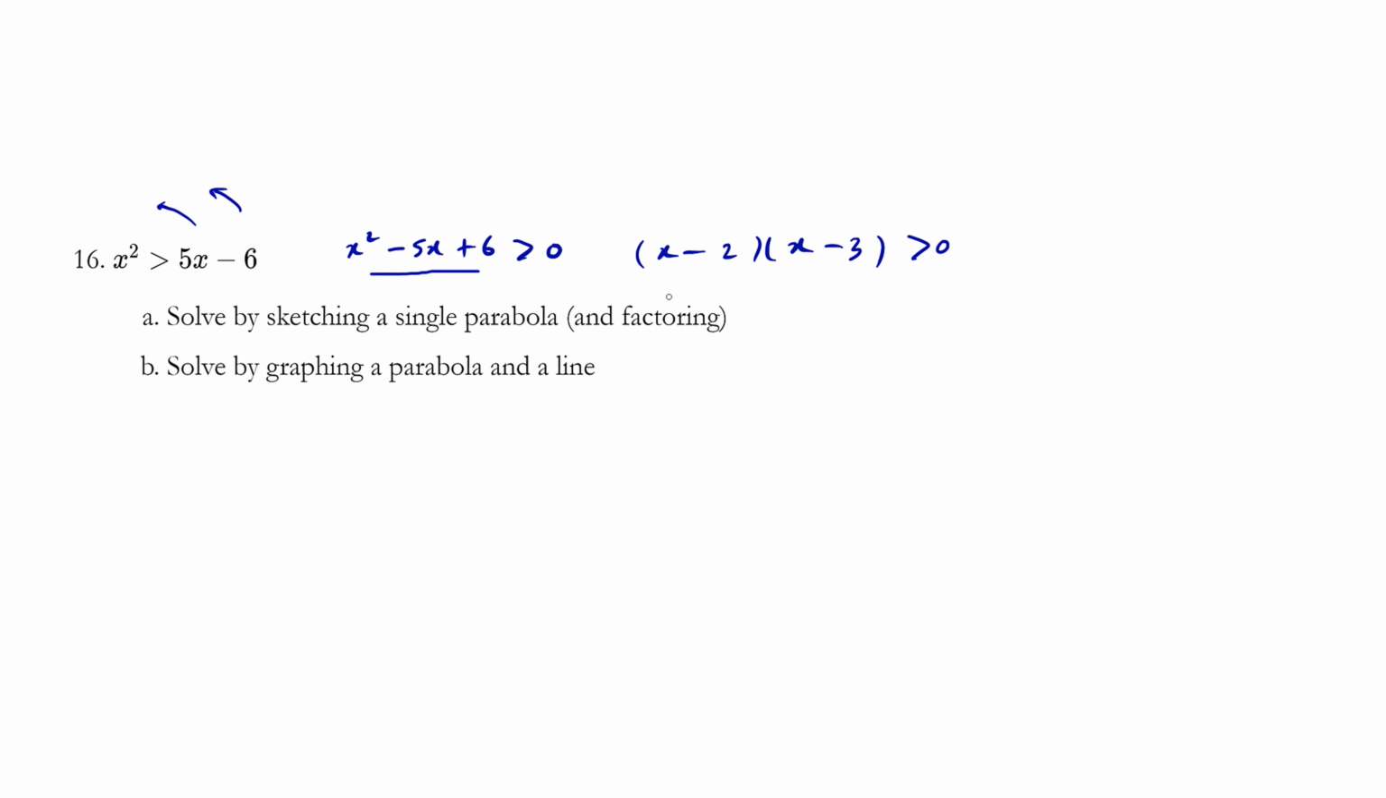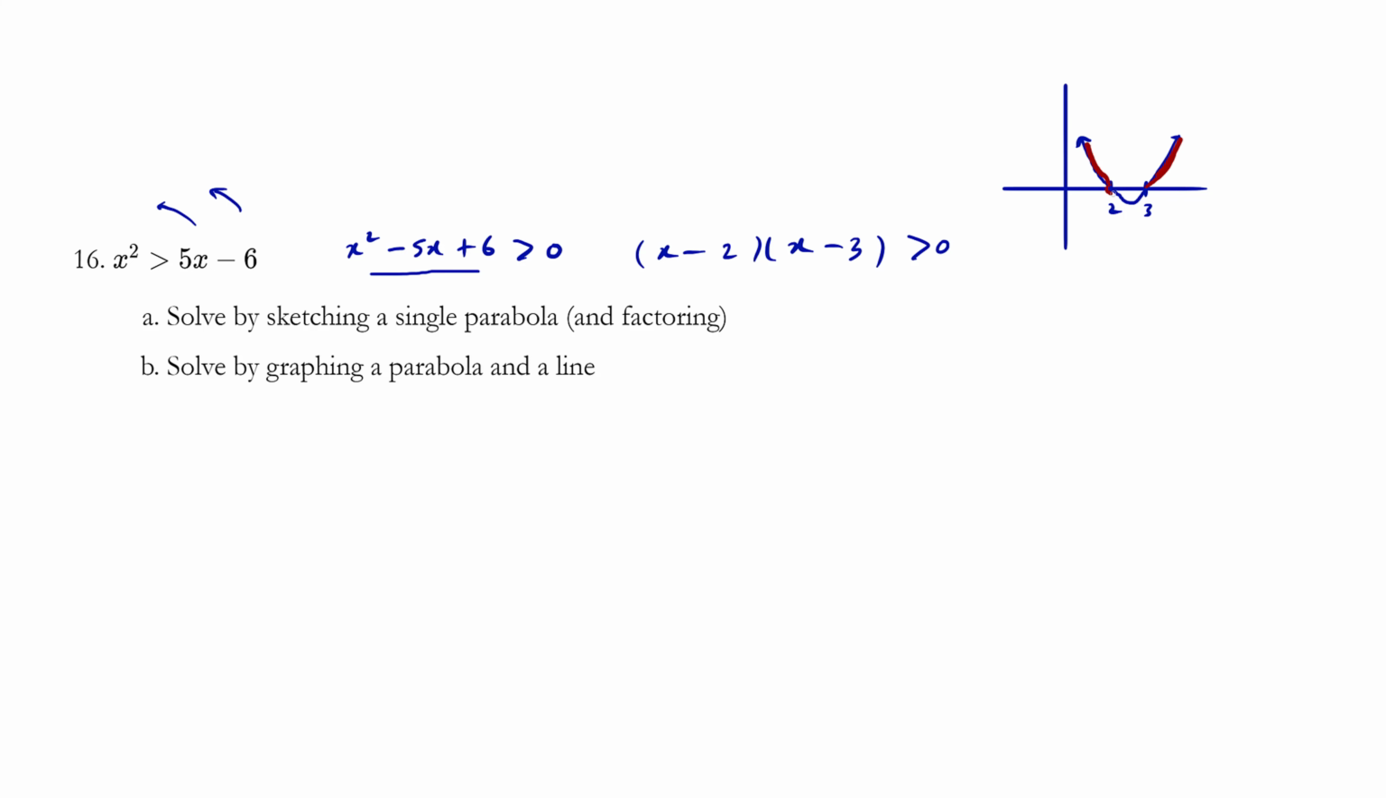And it looks right. So if you're to draw this quadratic, we have 2 here, we have 3 here. It's going to be a happy face that opens up like this. And we're interested in when the quadratic is greater than 0. So greater than 0 means over here and over here.